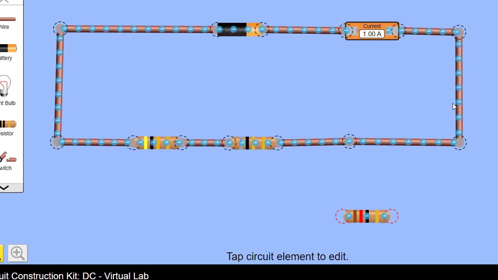Now, if we know 1 amp is flowing in the circuit, and we do know that the value of the battery is 12 volts, then we can go ahead and find the total resistance of that circuit yet again.